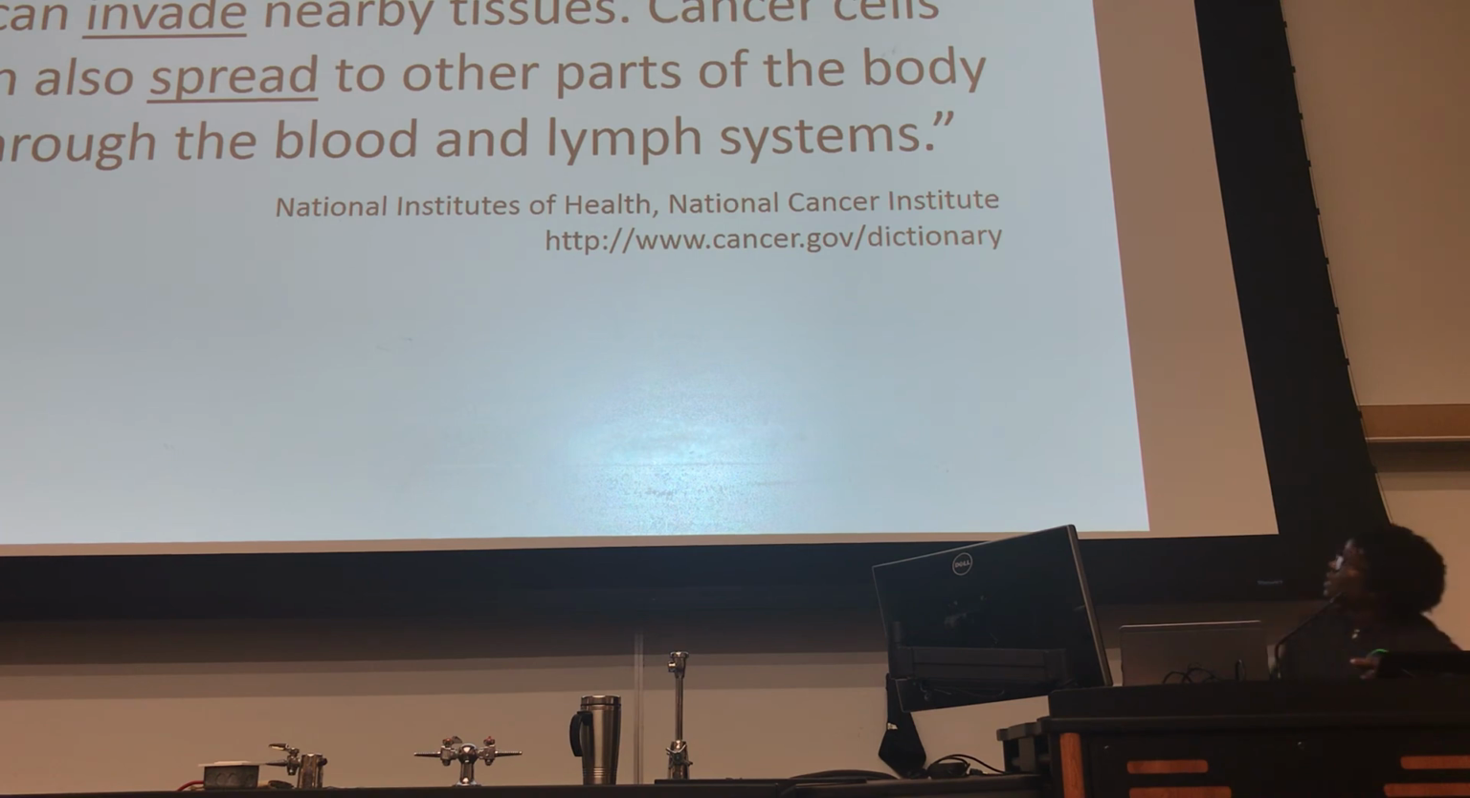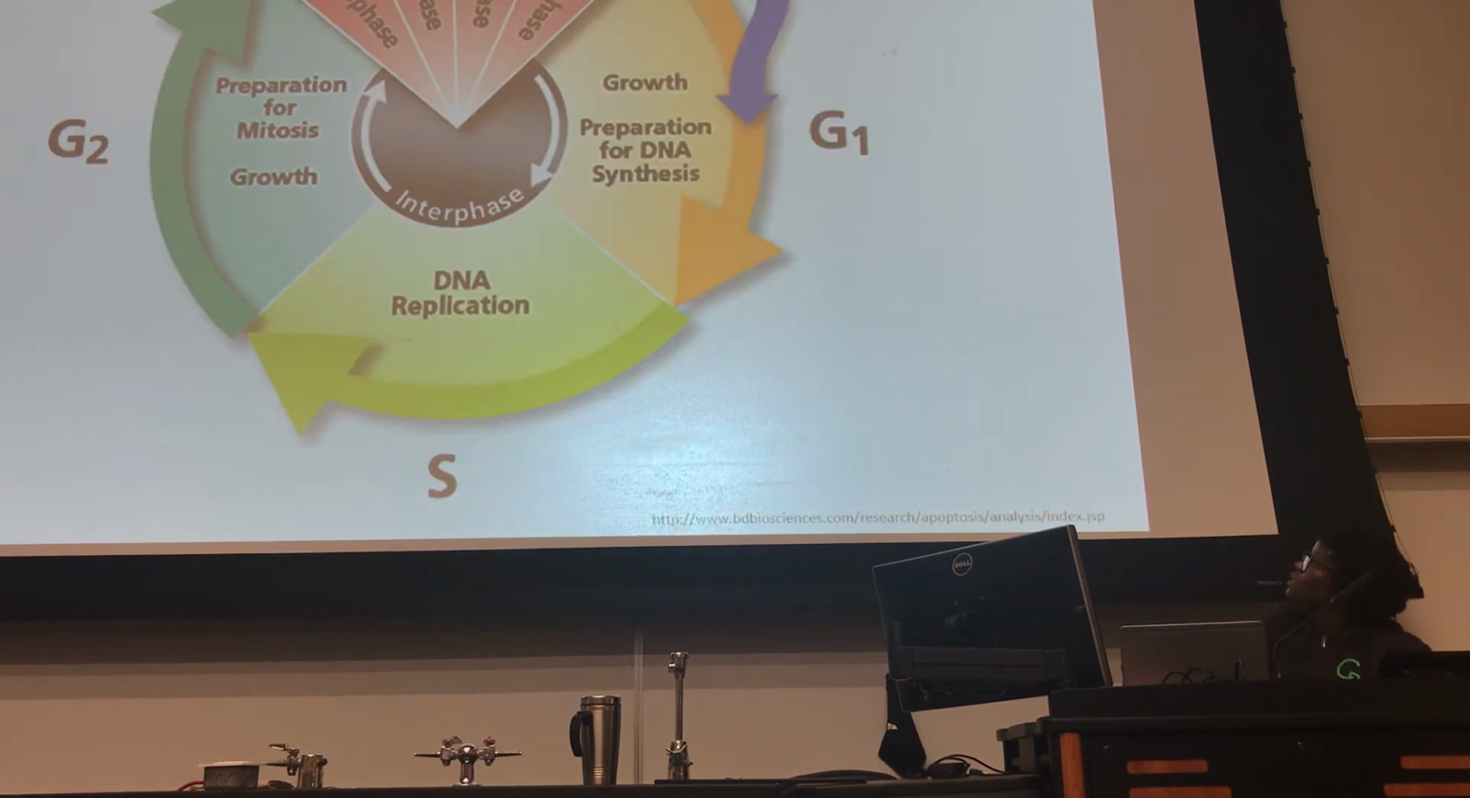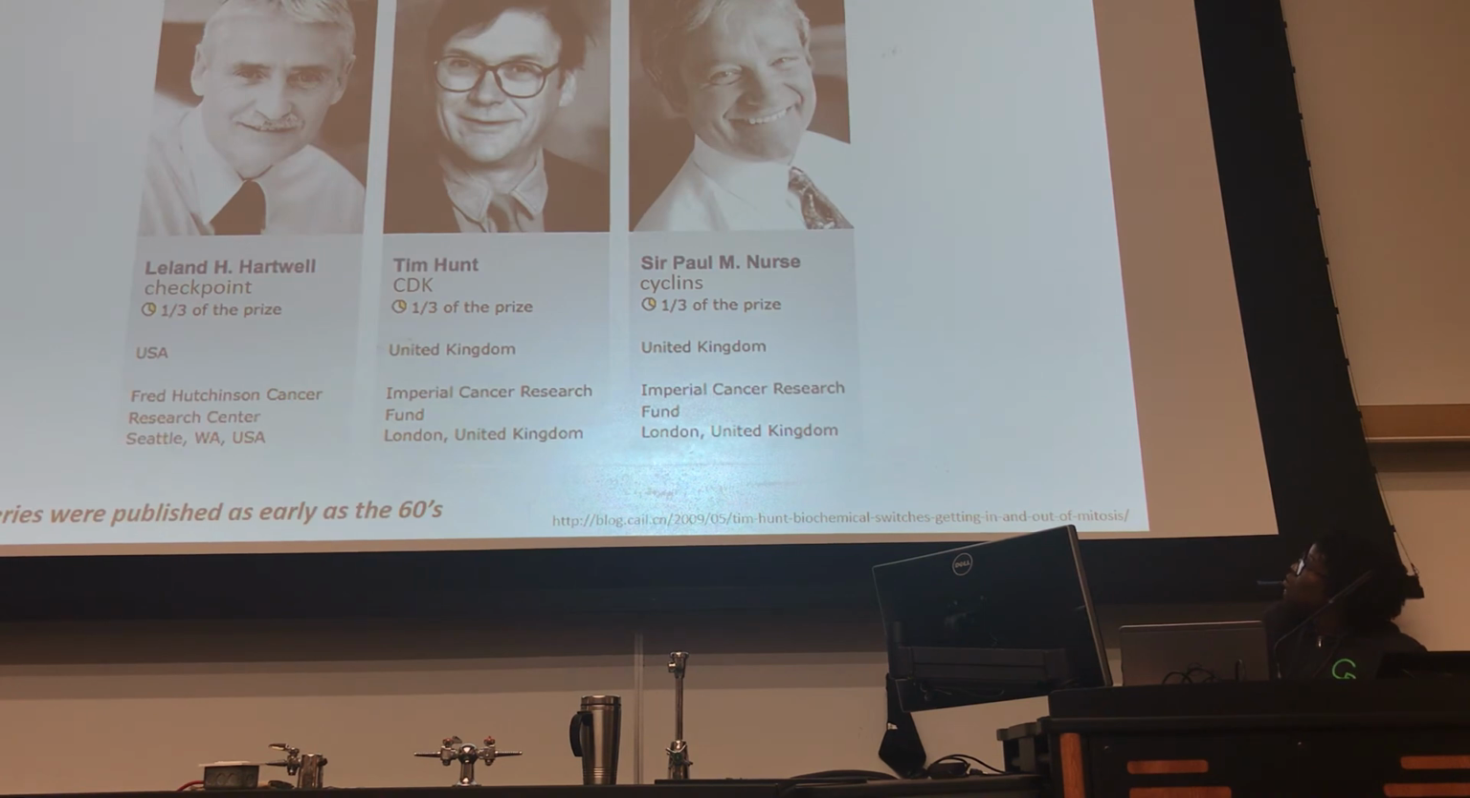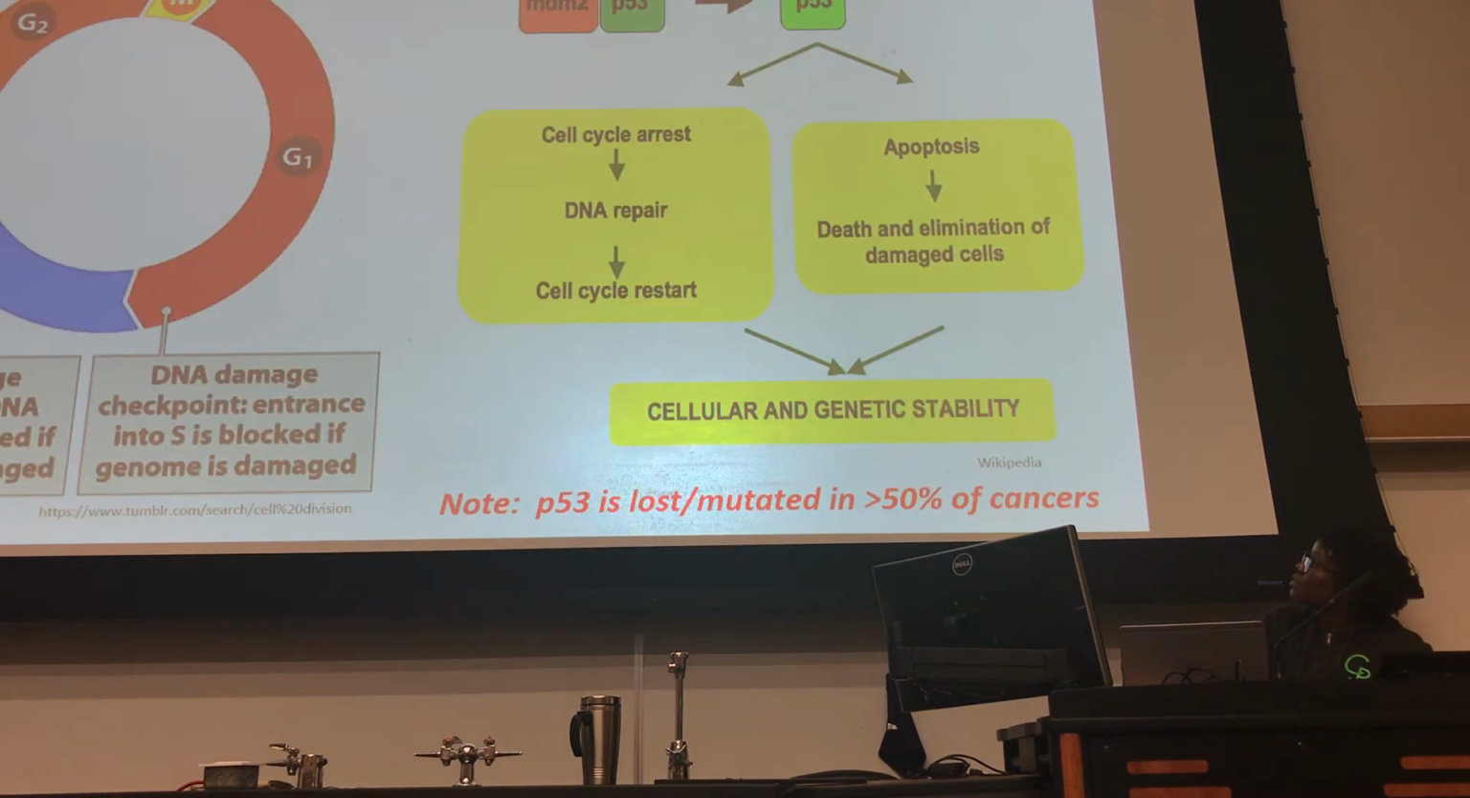Okay, and then as I talked about before, these cancer cells divide without control, so that goes to the cell cycle, which you guys are aware of. I didn't mention this when we talked about the cell cycle, but these are the people that got the Nobel Prize for defining the cell cycle.